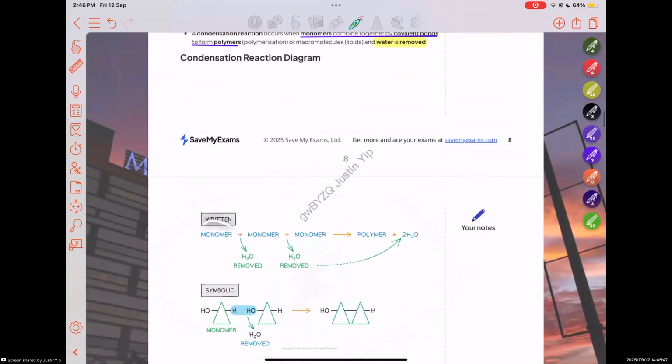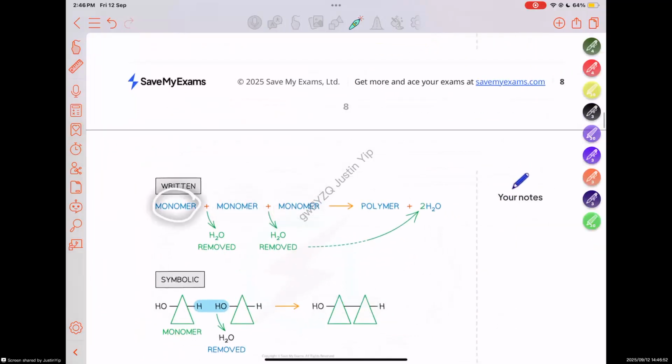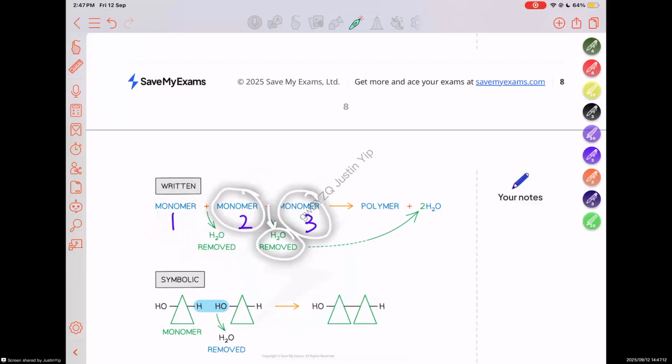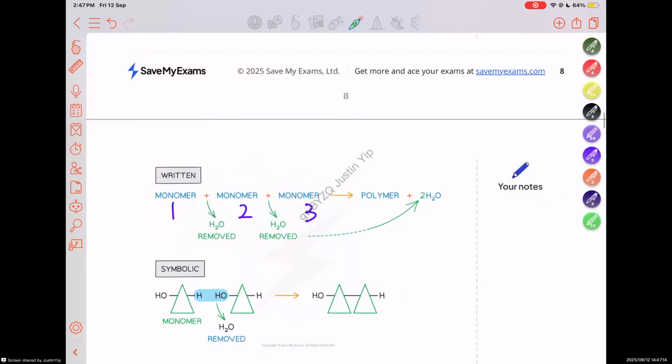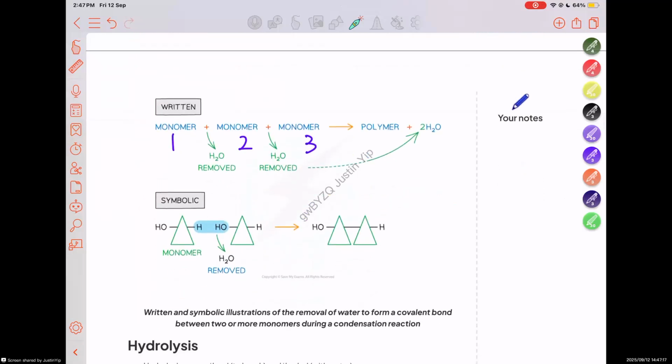So you see, I got three monomers here. If I want to form a bond between these monomers, I put monomer 1, 2, and 3. For example, if I want to join 1 and 2, I need to remove one water molecule. And then between 2 and 3, I need to remove another water molecule. So if you observe, you will form 2 water molecules between 3 monomers. So the formula is like that.